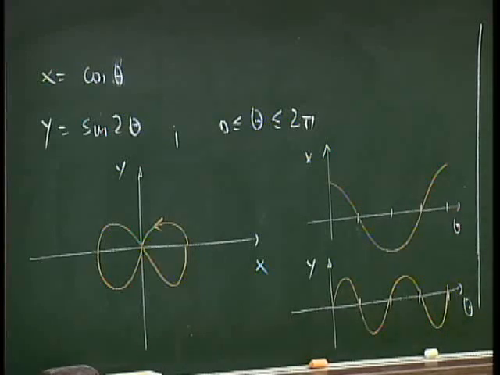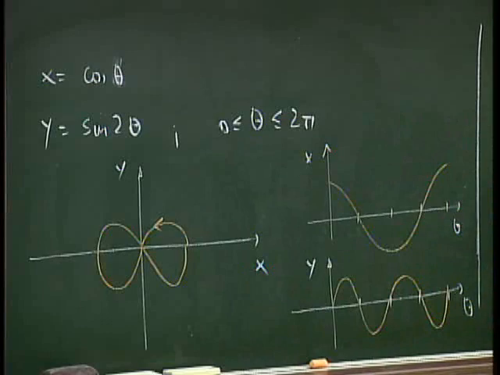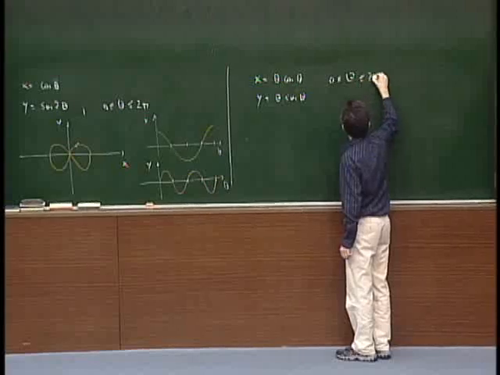Now, how about this example here? You have x equal to theta times cosine of theta, and y is equal to theta times sine of theta. Theta again from 0 to 2 pi.